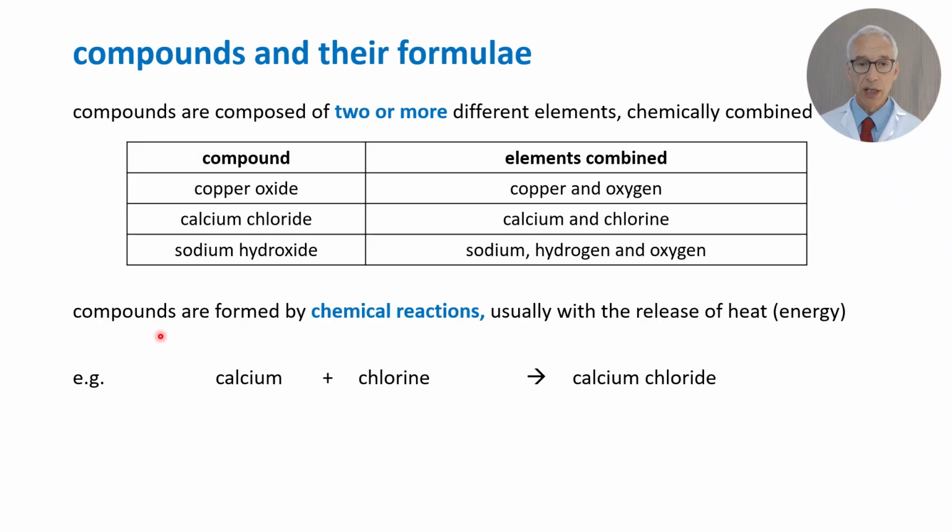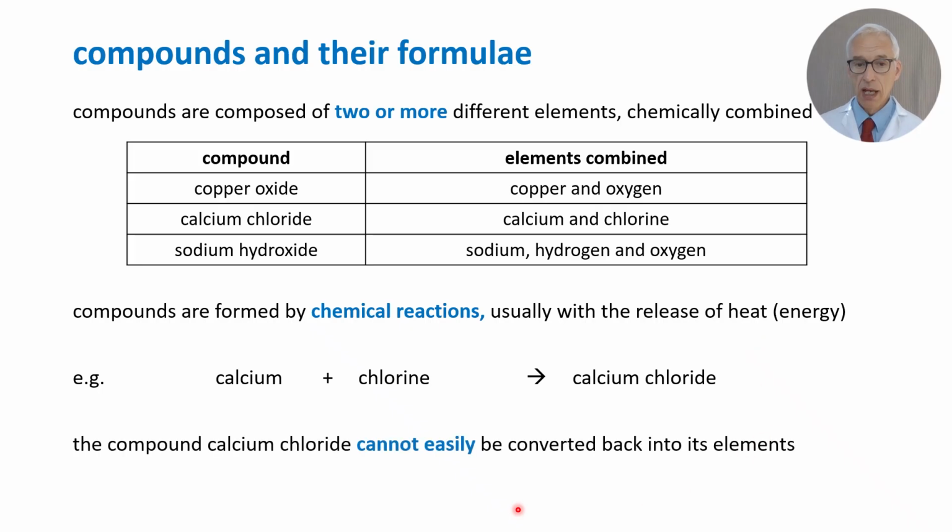Now, the point is that compounds are formed by chemical reactions, usually with the release of heat. So calcium and chlorine combine to make calcium chloride, and we would know that calcium chloride is a chemical compound because in forming calcium chloride, there's generally a release of heat energy. Secondly, the compound calcium chloride cannot be easily converted back into its elements. So there's a couple of clear indications that calcium chloride is a compound: the release of heat on its formation and the lack of convertibility back to its elements.